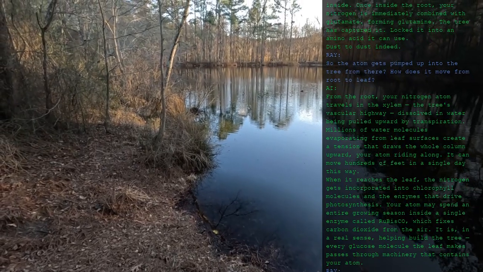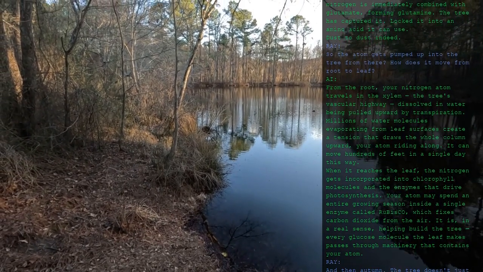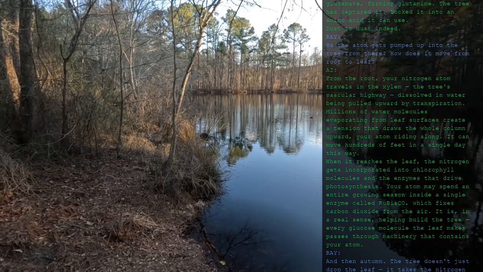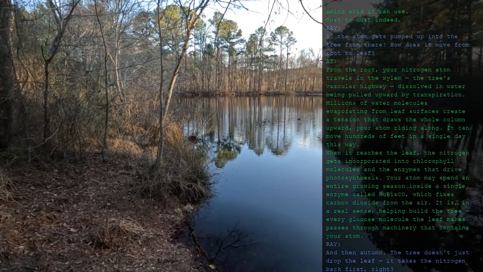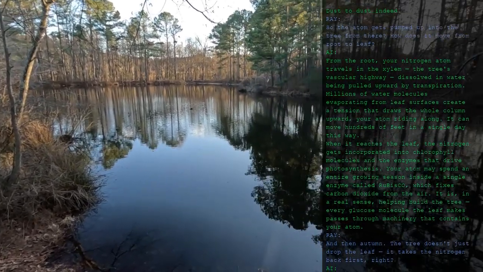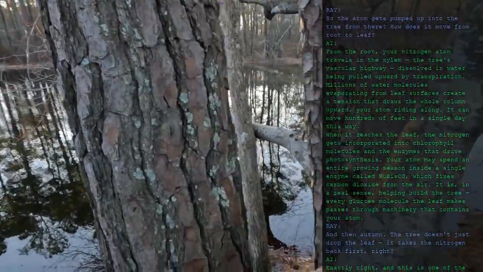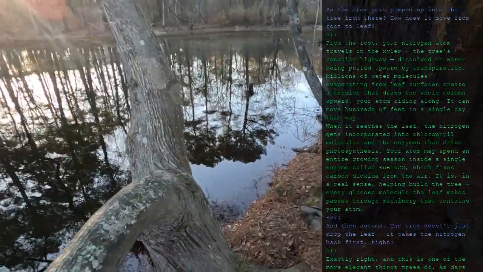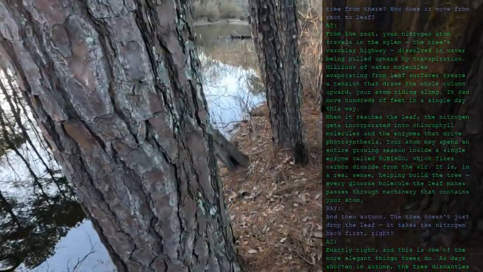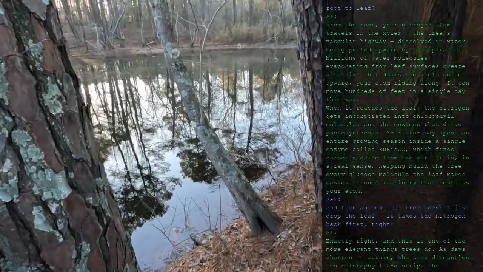From the root, your nitrogen atom travels in the xylem, the tree's vascular highway, dissolved in water being pulled upward by transpiration. Millions of water molecules evaporating from leaf surfaces create a tension that draws the whole column upward, your atom riding along. It can move hundreds of feet in a single day this way.